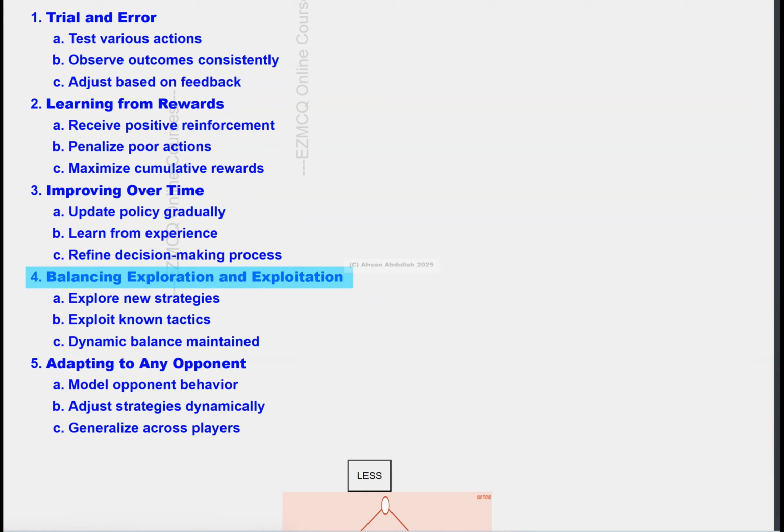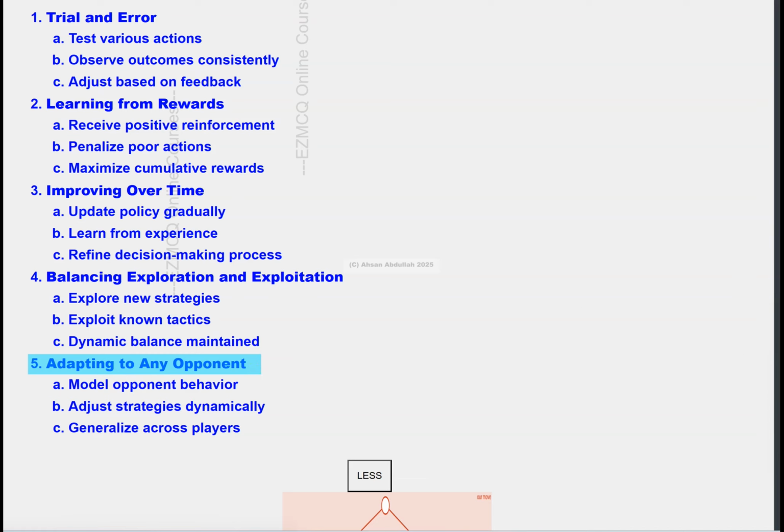And lastly is adapting to any opponent. As the agent accumulates experience, the agent learns to anticipate and counter opponents' moves by modeling their behavior through interaction. Then there's also the dynamic strategy. Adjusting that dynamic strategy based on the observed patterns allows the agent to generalize across diverse opponents.